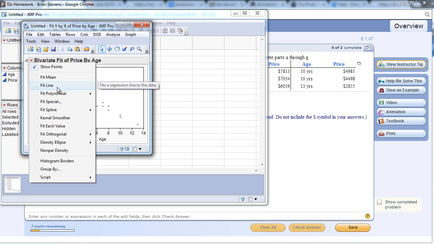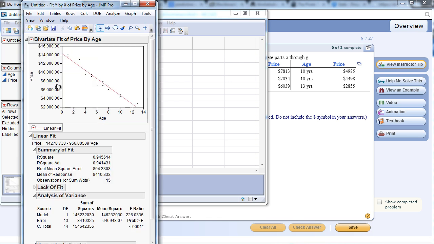I'm clicking under the red arrow to fit a regression line. This is the line of best fit, the line that goes through the data as best as it possibly can, getting as close to all the points as it can. Now we see the regression equation below here. An important thing to notice is that it is negative. The slope is negative. What we see right here is that when a car is brand new, the intercept, we would expect someone to pay $14,278. Why is this? Well, the intercept is when age is equal to 0. And that'll help us out for some of these problems.